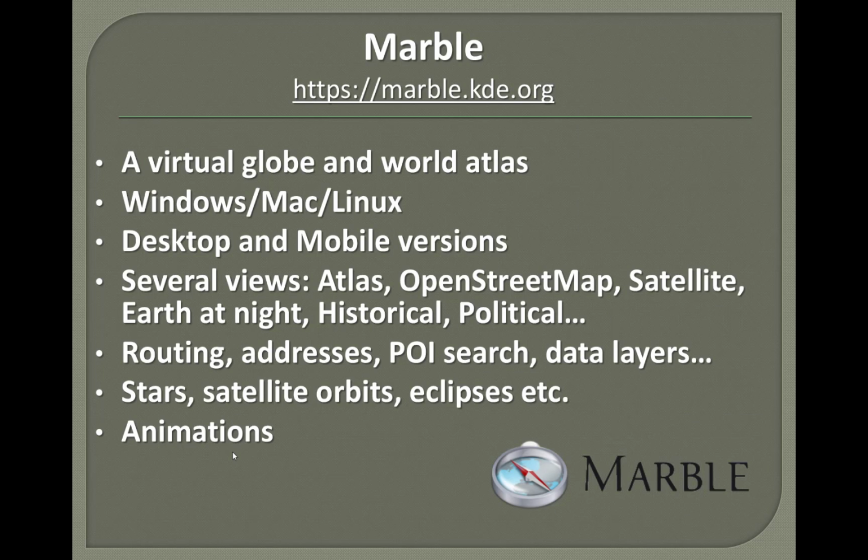Now we're going to move ahead and talk about this thing called Marble. It's essentially an open source Google Earth. It's a virtual globe and a world atlas, but it'll run on any operating system. There are desktop and mobile versions of it. It has a lot of different base maps that ship with it, including temperature and satellite and historic maps and things like that. You can use it for routing and geocoding. It actually will show satellite orbits and stars, and I believe you can look at the moon on it as well and create animations with it.